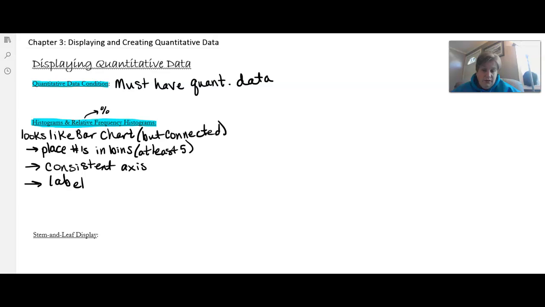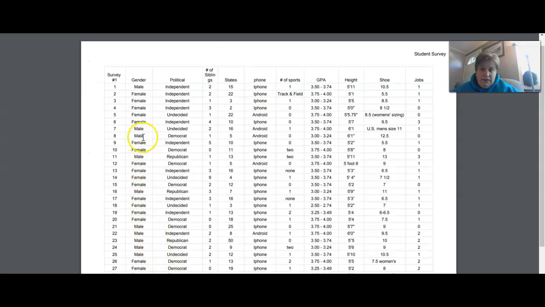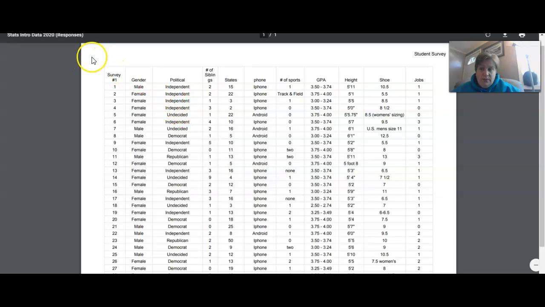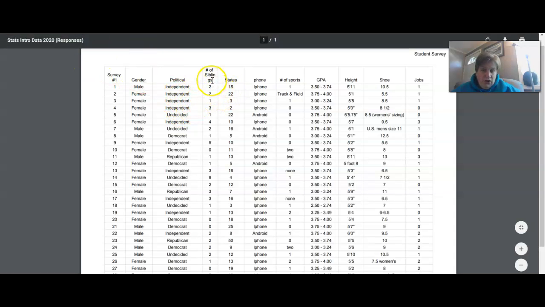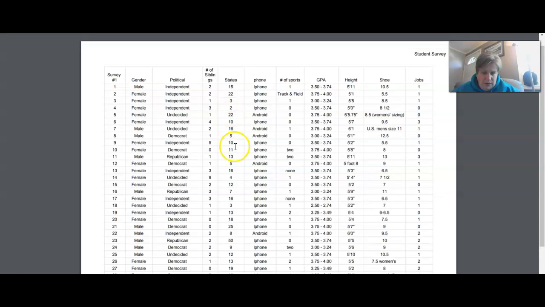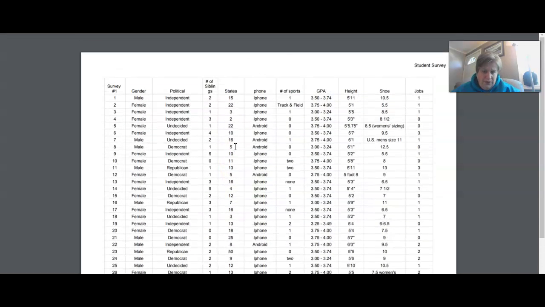Okay, so we're going to make a histogram based on our initial survey results. When I look at this, I can't do gender or political party because those are categorical. I have to pick a quantitative one. My quantitative choices are siblings, states, sports, height, shoe, and number of jobs. I think the one that's going to show the most interesting graph is states because it has the largest range. I think our minimum was 2 states all the way up to 50 states. Someone had been to 50 states, which is amazing.